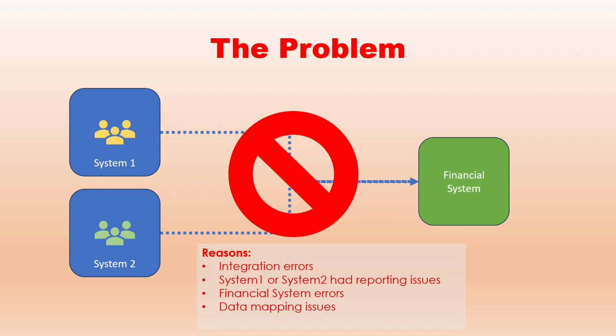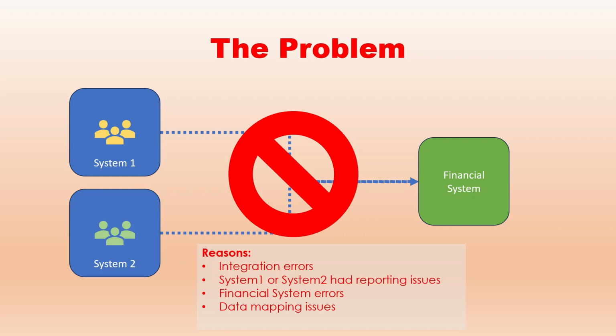Another reason could be that system 1 or system 2, on the left side, have some reporting issues. It is possible that either of the systems cannot even generate the data which has to be sent. That problem can cause incomplete financial data to arrive at the financial system. Then we come to financial system errors. Well, the data arrives properly, but the financial system was not able to process it properly.